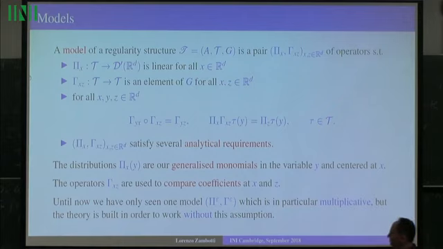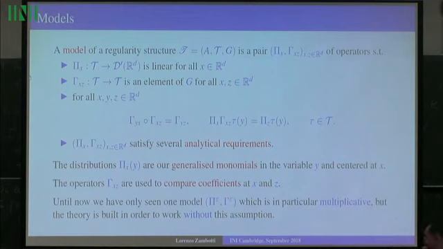I want to repeat once more that the distribution pi x tau of, say, dot of y are generalized monomials in the variable y centered at x. The operators gamma x z are used to compare coefficients at x and z. It's like in manifolds, you have 2 points. In principle, they have nothing to do with each other, so you must specify a way to compare what happens at x with what happens at z.